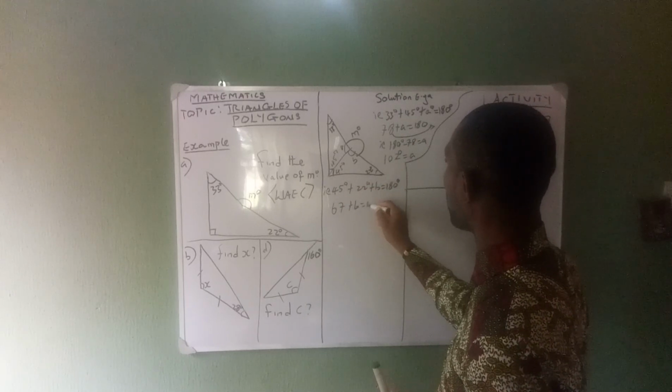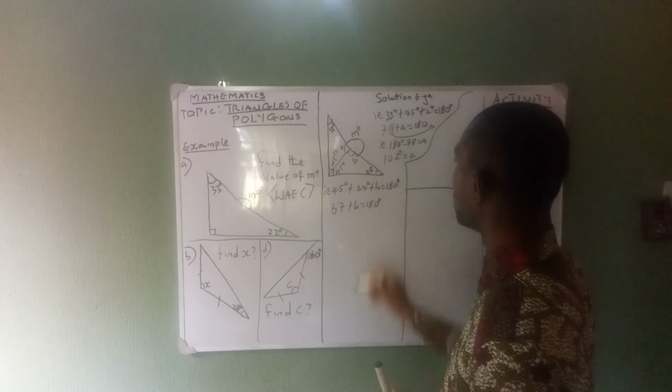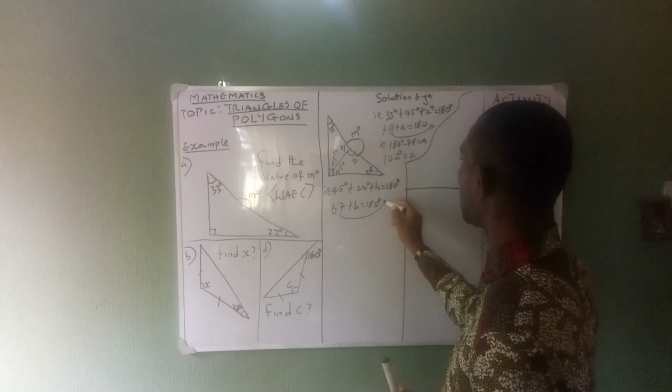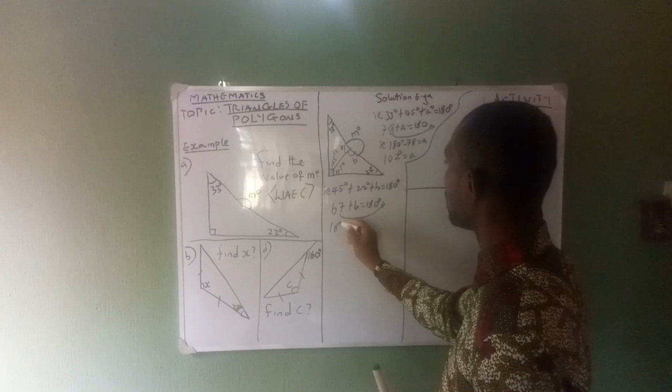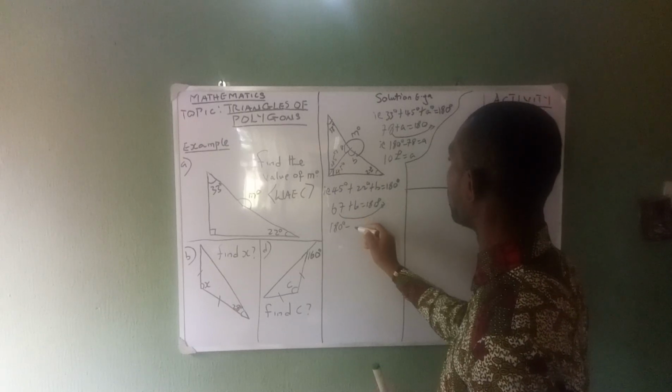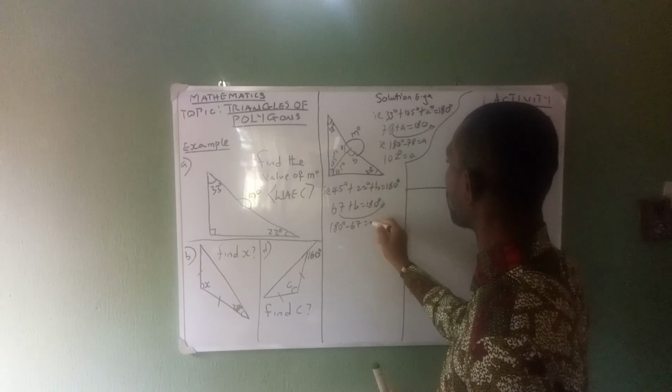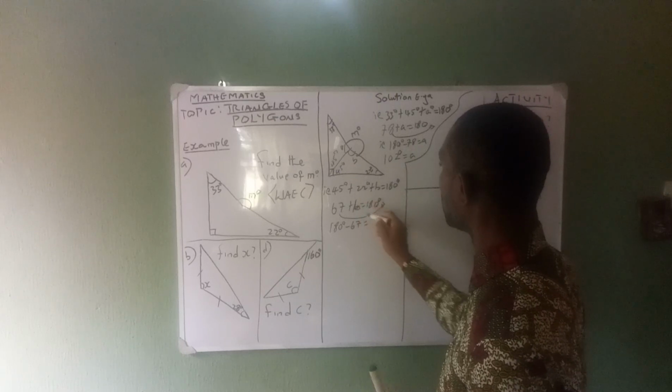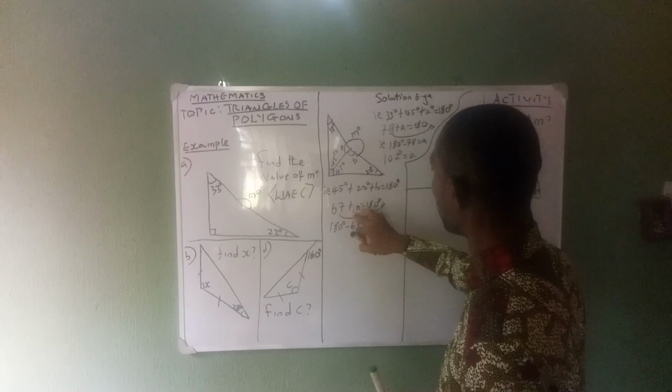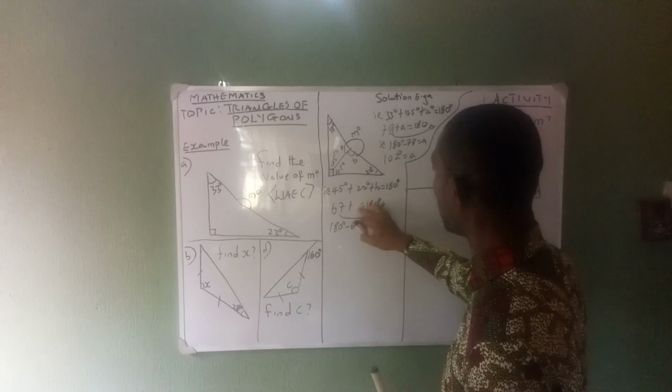B equals 180 degrees. So what do we do? We move this 67 to this side. It will become 180 degrees minus 67 to give us what? B. This is our B. Let us not forget that this is our B.